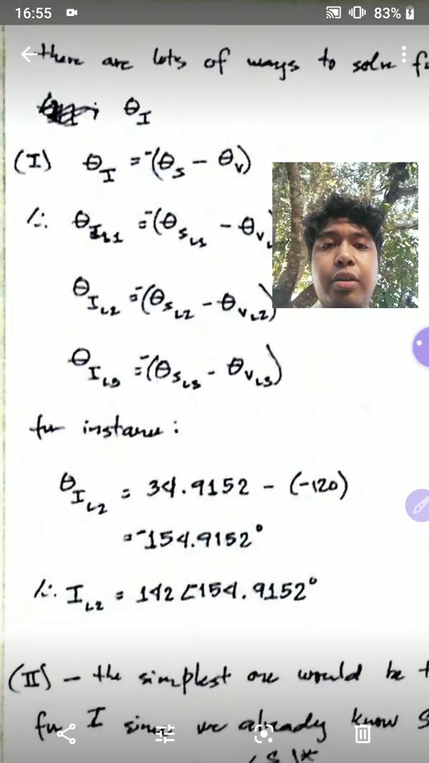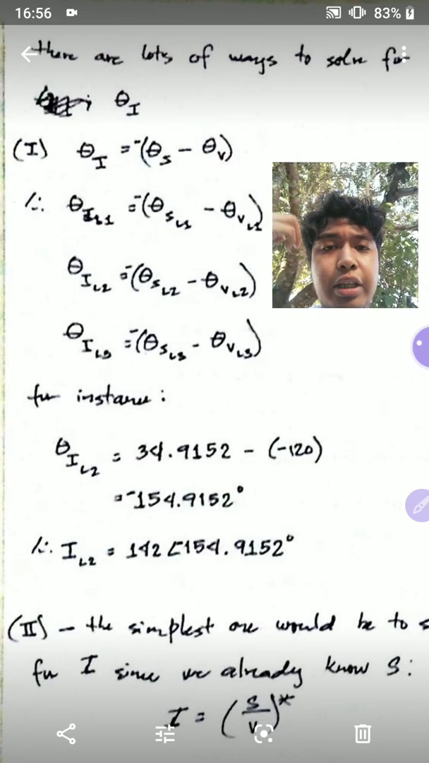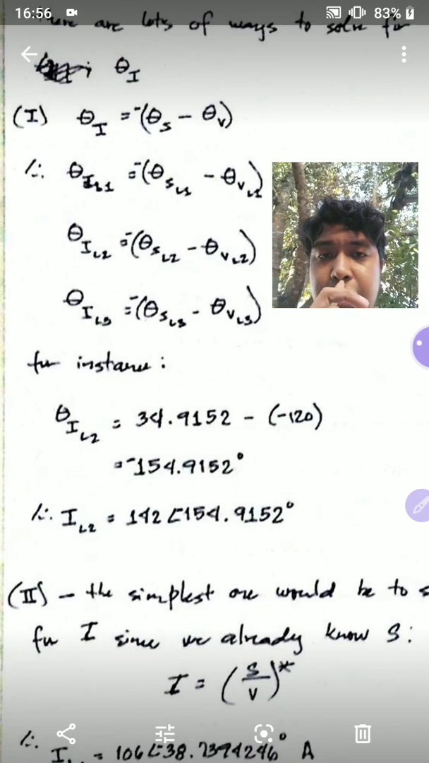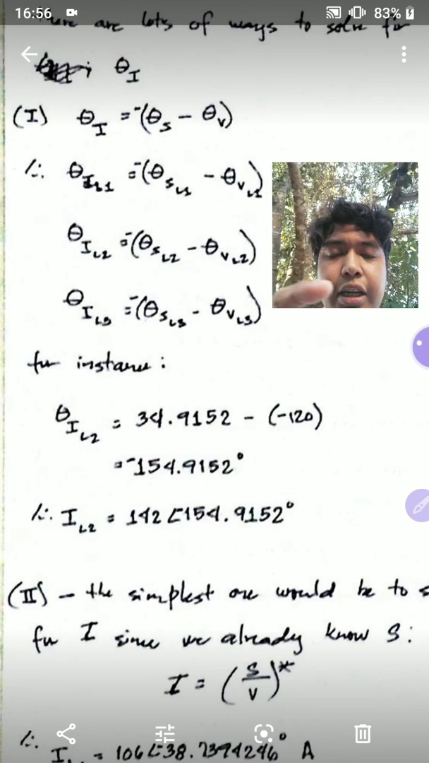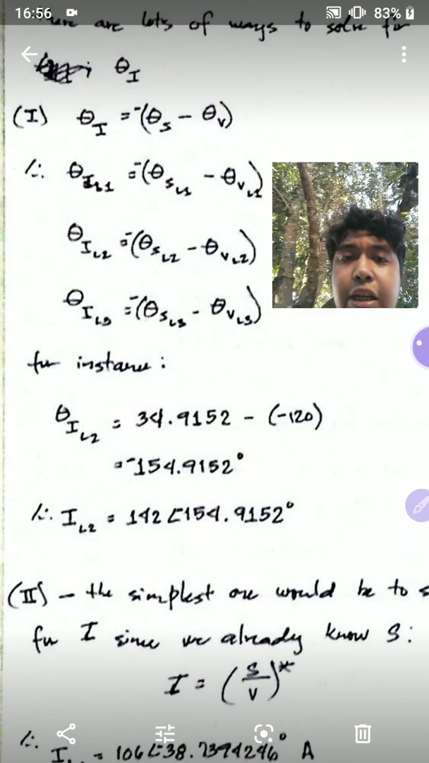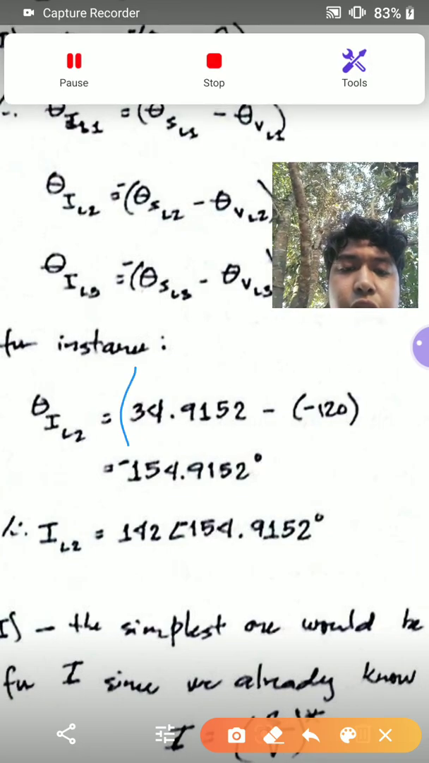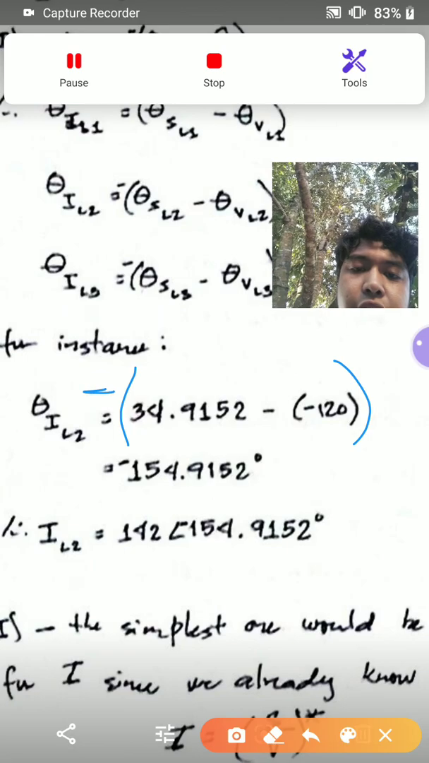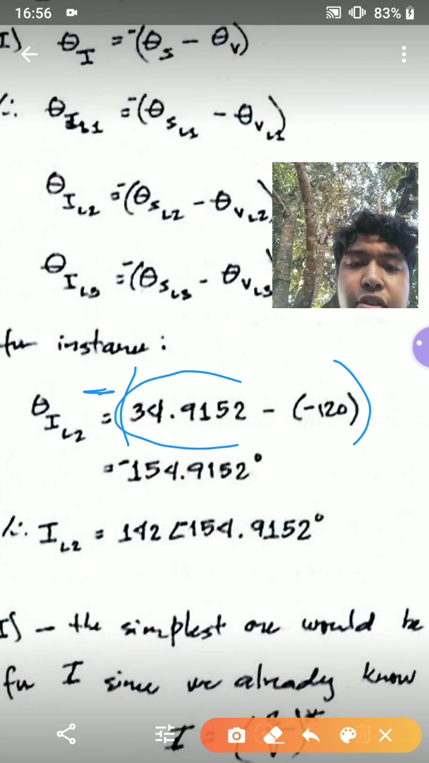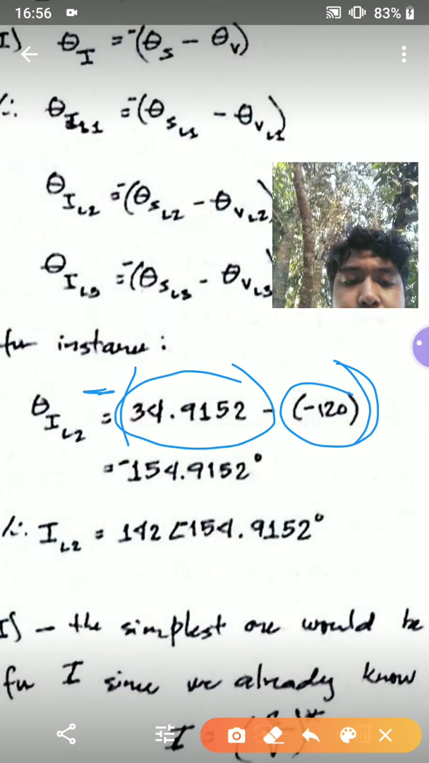Now there are lots of ways to solve for that angle. The easiest one would be this one. You can solve for that angle using the angle of the power. For instance, you want to get the angle of the current at load 2. Sorry, I forgot this negative here. So it's basically the negative of theta S of load 2 minus theta V of load 2.